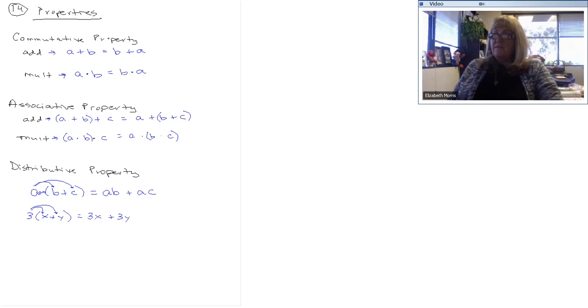If I had negative 2 times 5 plus r, I could distribute it. My hand went down again. I could distribute it, and what is negative 2 times 5? Negative 10 plus, what is negative 2 times r? Negative 2r. Now, could I also write it as negative 10 minus 2r? That's the same thing. Okay?